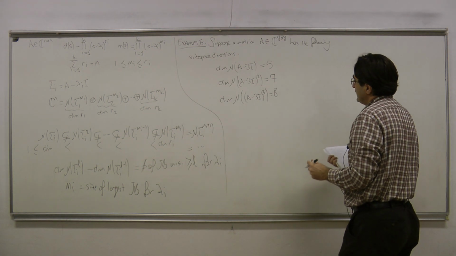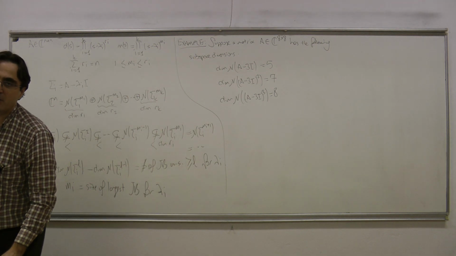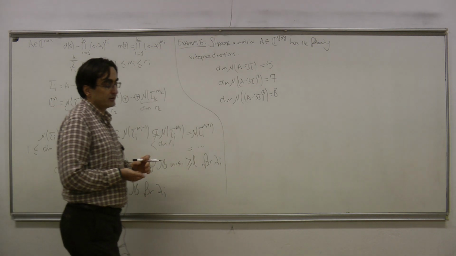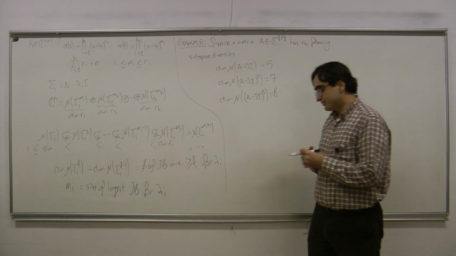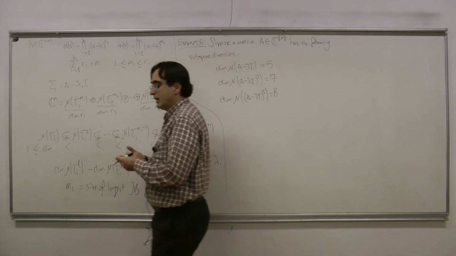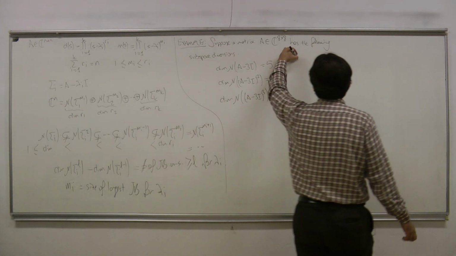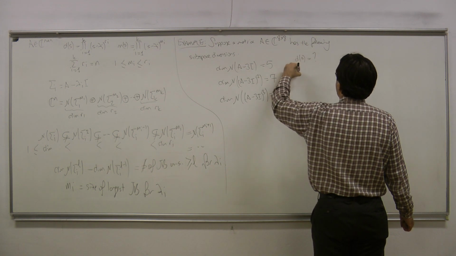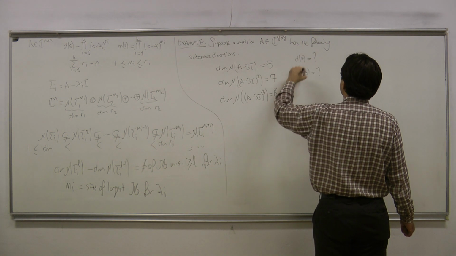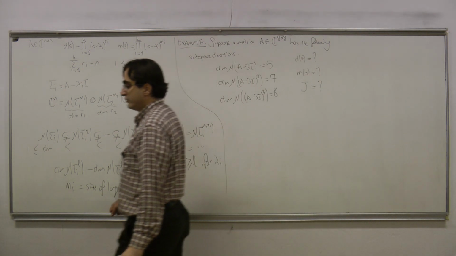And from these values, we need to extract some information about this matrix. What is its characteristic polynomial? What is its minimal polynomial? And what is its Jordan canonical form? So we are asking the following questions. D of s is a question mark. M of s is a question mark. And what is the Jordan canonical form corresponding to such a matrix?